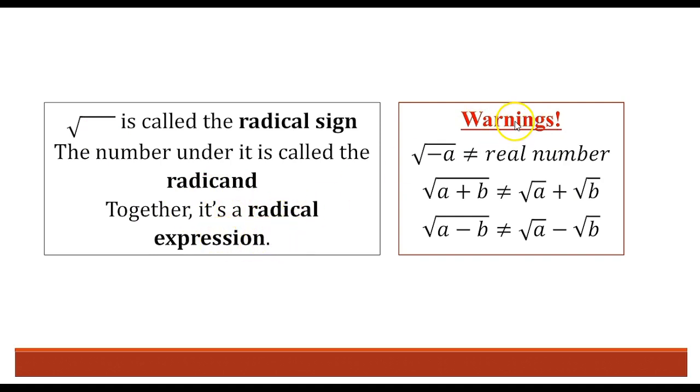Now here are a couple of warnings. I cannot have a negative number underneath the radical sign. I cannot have a negative radicand. That does not equal a real number. It doesn't make sense to square a number and get a negative. Another warning is that if I have the radical sign with a sum underneath it, I cannot split that up. Or even if it's a difference, I cannot split that up into two separate radicals.